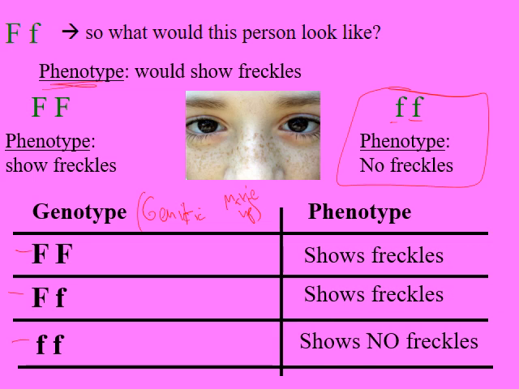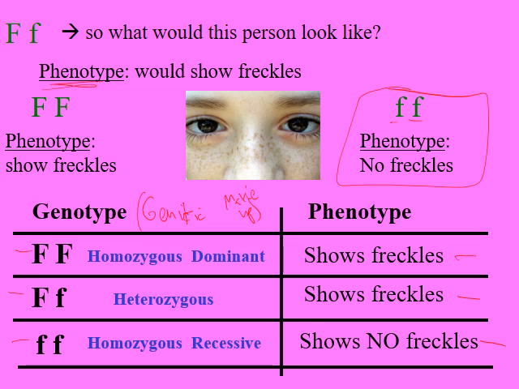The phenotypes, again, also have three possibilities. You either show freckles because you have both dominants, you show freckles because you have one dominant, one recessive, or you show no freckles because you have both recessive alleles in this case. So there's really only three possible outcomes with situations like this, and this is not always the case. These are simplified examples, but they do work for the basics.